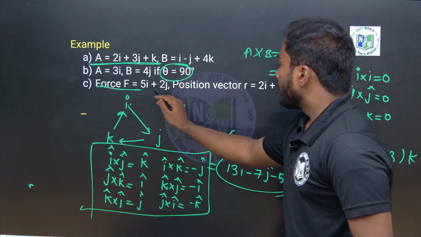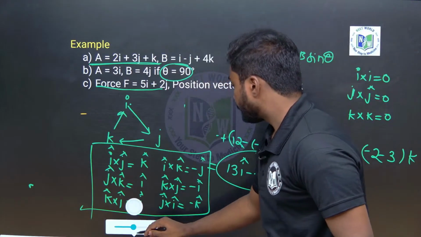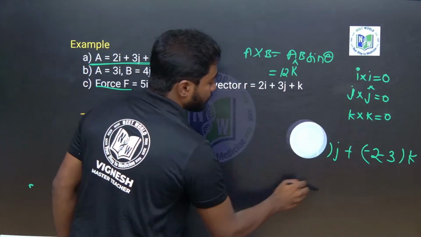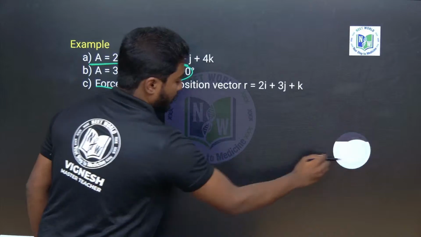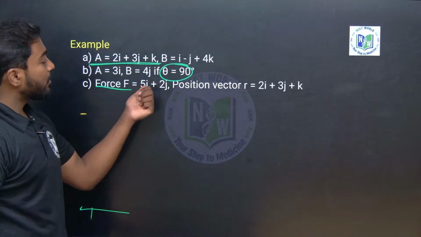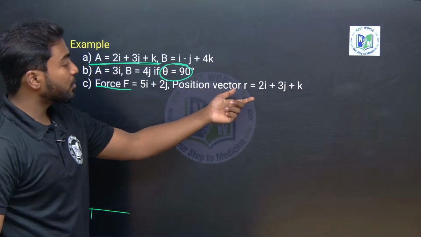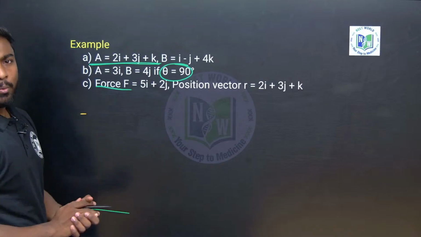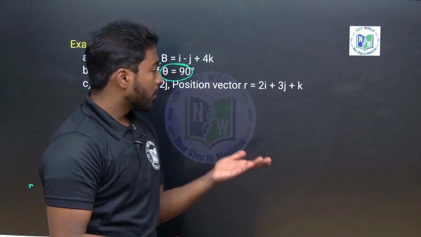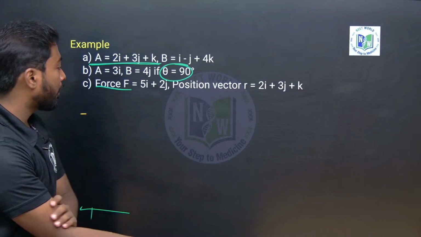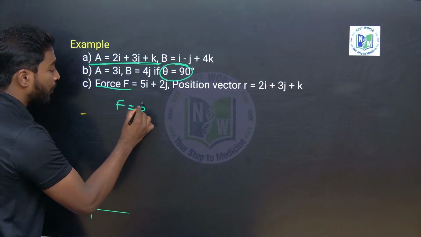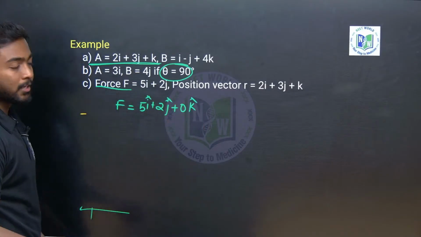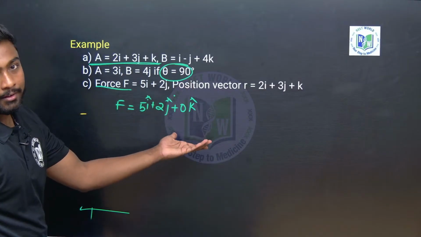Now third question. Given that F is equal to 5i plus 2j and position vector r is equal to 2i plus 3j plus k. So here k is not given. What should I do? Simply add 0. If I add 0, again the same answer will be there, right? So F is equal to 5i cap plus 2j cap plus 0k cap. Understood? Either I can neglect this or I can write it like this also.